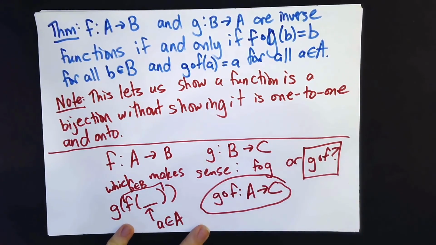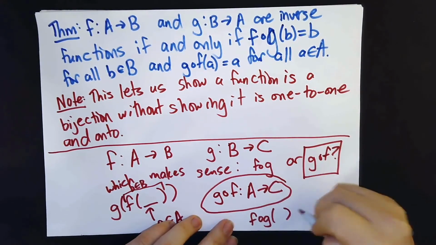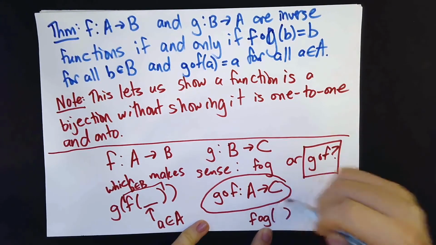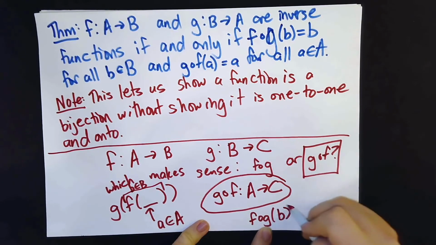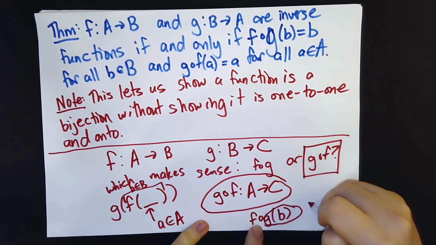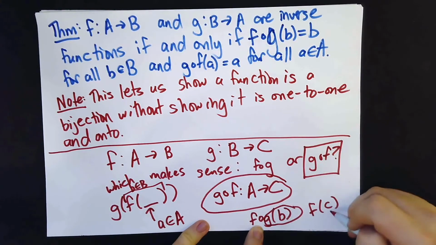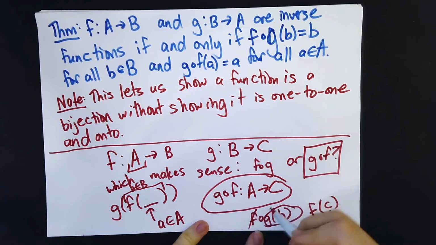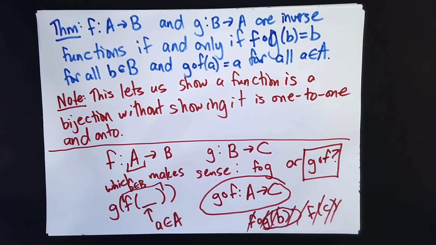So why does f of g not make sense? F of g does not make sense because if I think about it, what would I be putting into g? Well, I would be putting in some element of B and getting out some element of C, and so then I would be looking at f of c, except f does not know what to do with an element of C. Elements of C are not what f takes as inputs. So this does not actually make sense.